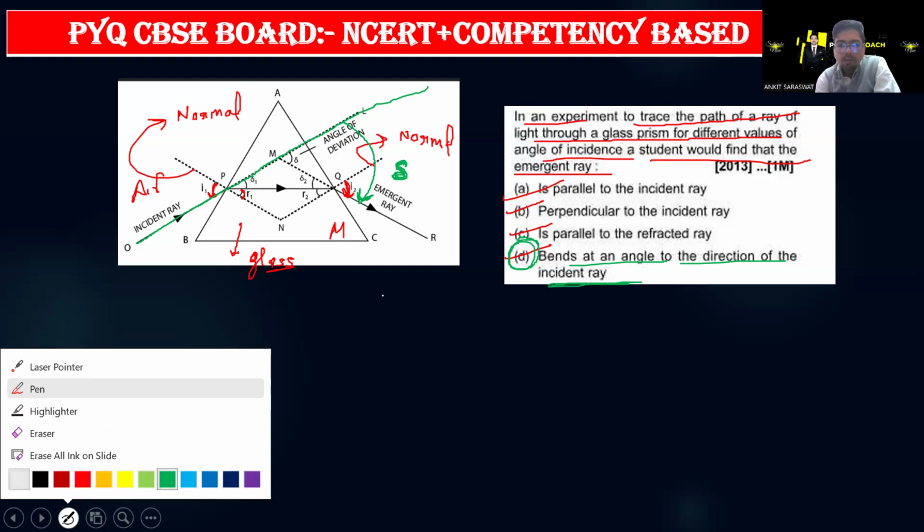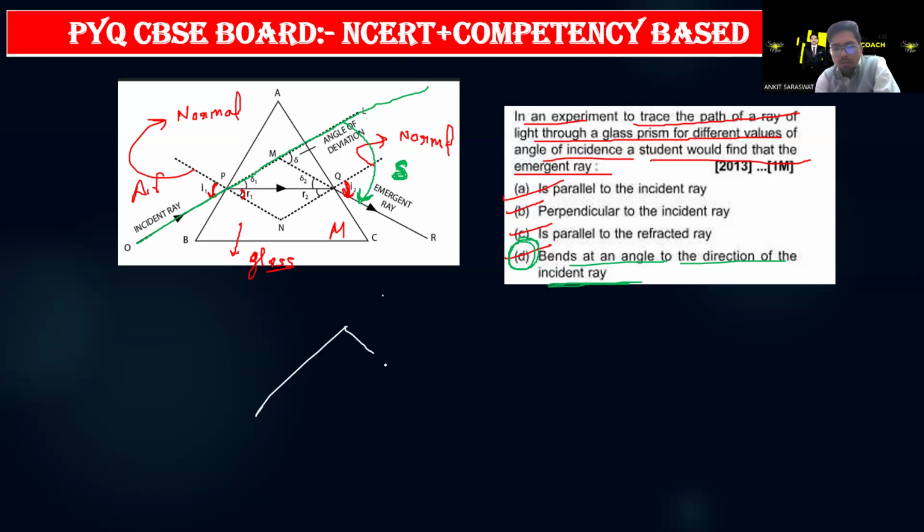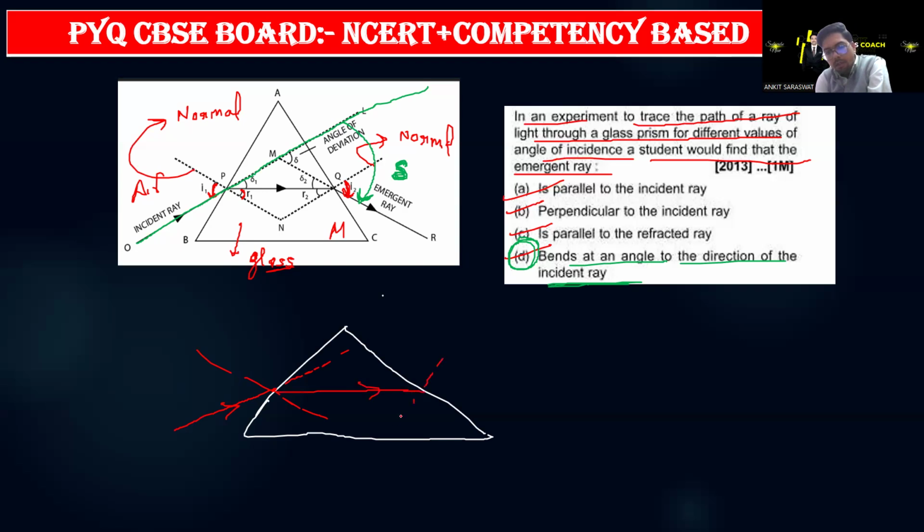Clear? If you want me to draw, I can draw also. Like this is a prism. Okay, quickly I will draw. Like this, the angle of incidence. You will draw the normal like this. So rather than going straight, it will bend. Then you will draw the normal like this. So it will go like this, the emergent ray.